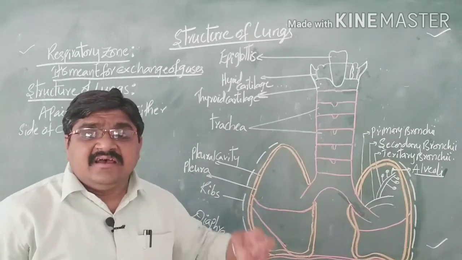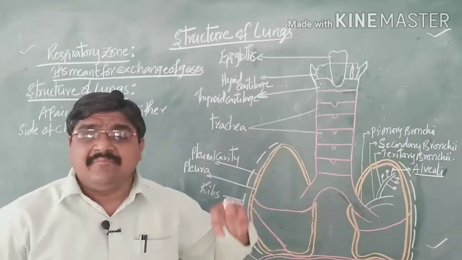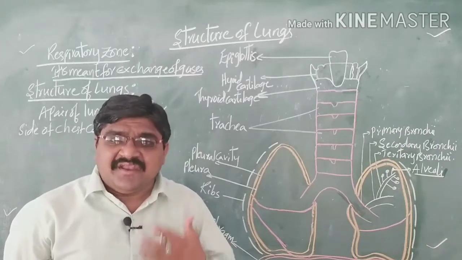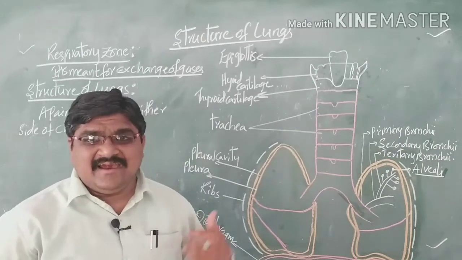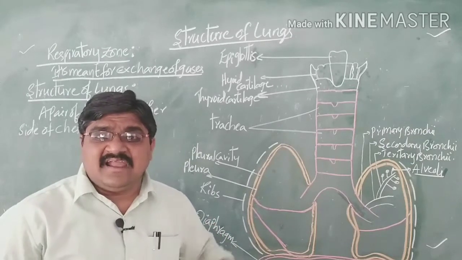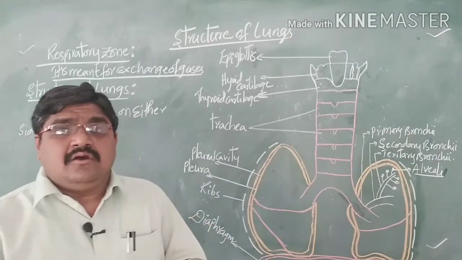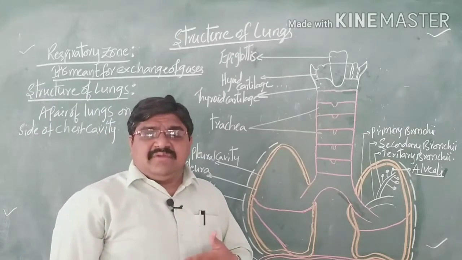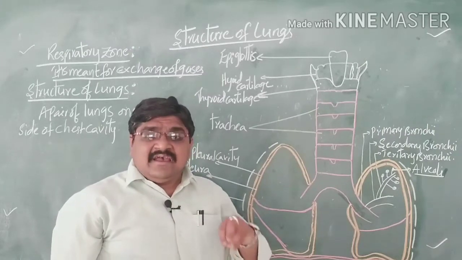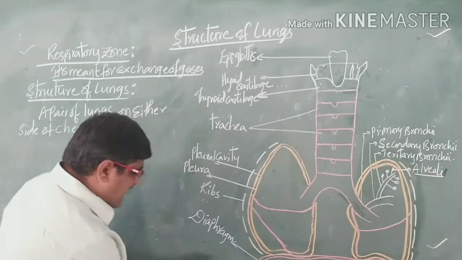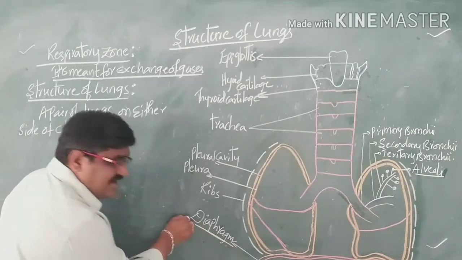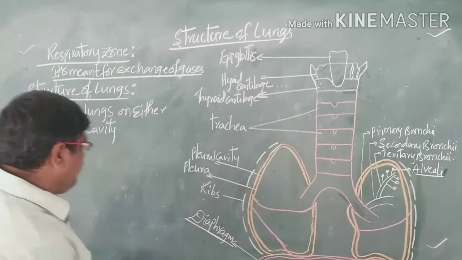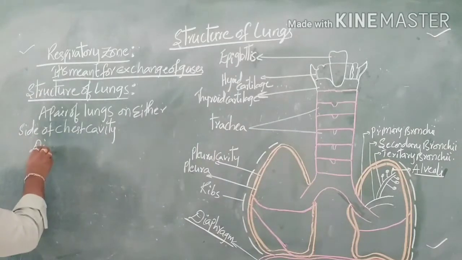And also the lungs are protected by four structures: ventrally, dorsally, on the lateral sides, and below the chest cavity. Below the chest cavity, the chest cavity and abdominal cavity are differentiated by a structure called the diaphragm. What is the diaphragm? It is a layer which differentiates them.